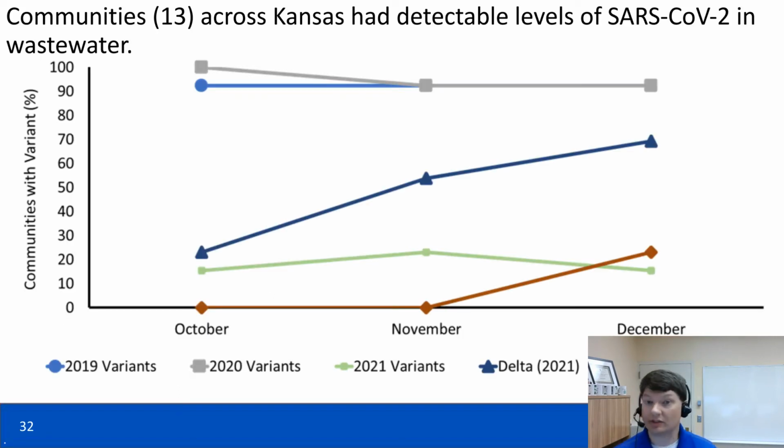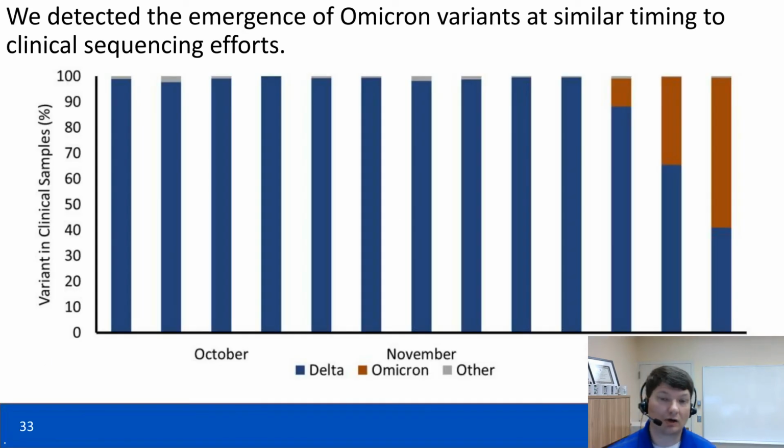If we look at all 13 Kansas communities, this was similar trends. For the most part, when we were looking at October, the percent variance in these communities were mostly those legacy 2019, 2020 variants. In some of the communities, we did see Delta. And it really wasn't until December 2021 where we start to see Omicron pop up in some of these communities. And the encouraging thing about this wastewater sequencing data is that we detected Omicron popping up at the same time as our clinical testing.